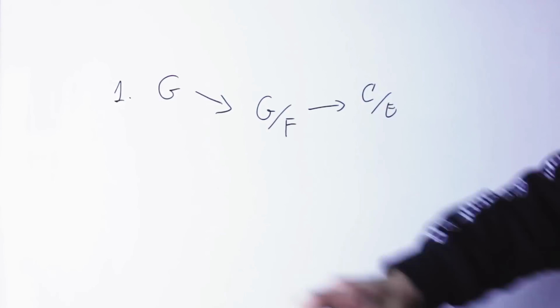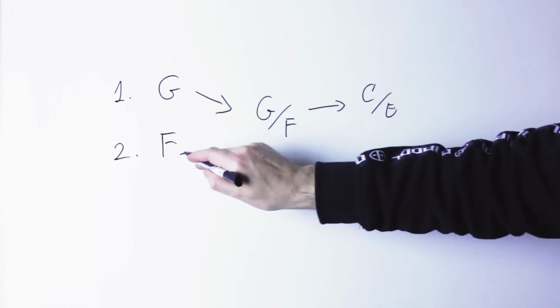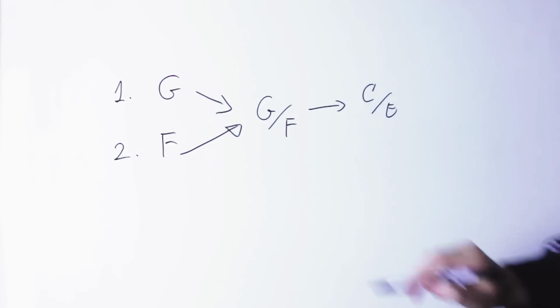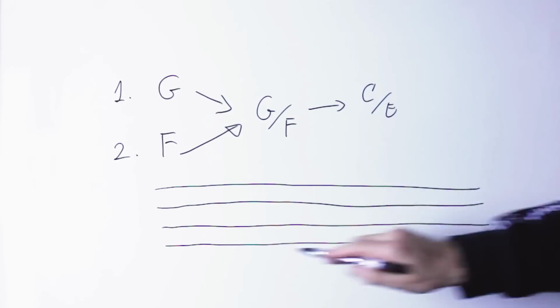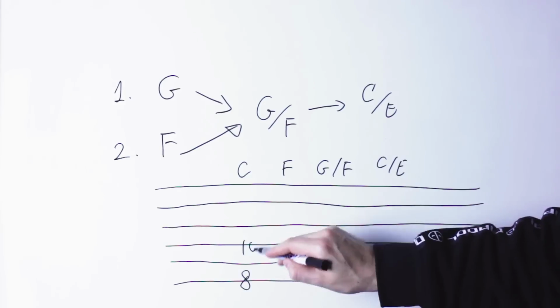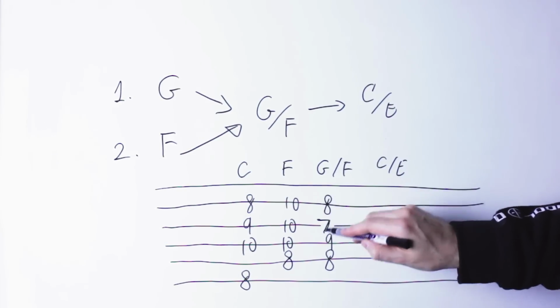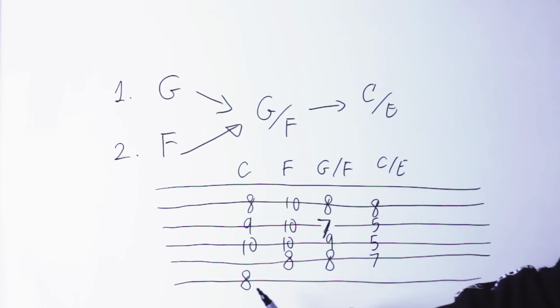Option number two is, before G/F, you play the triad built on the bass of the chord. The bass is F, and the triad built on F is F major. So you can have a chord progression like C, F, that prepares G/F, and then resolve to C/E.